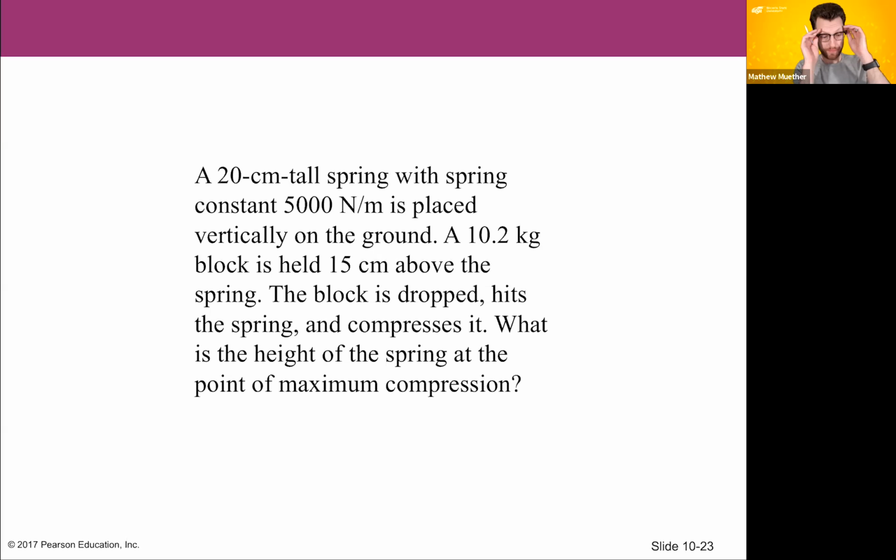What about this one? What if we do a problem where we have a mix of gravitational potential energy and spring potential energy that we have to worry about? Let's imagine that I have a 20 centimeter tall spring with a spring constant that I know, 5,000 newtons per meter. I'm going to place it vertically on the ground. So here's the ground, I have the spring, and let's say there's a platform on top of it. Its natural length is 20 centimeters high.